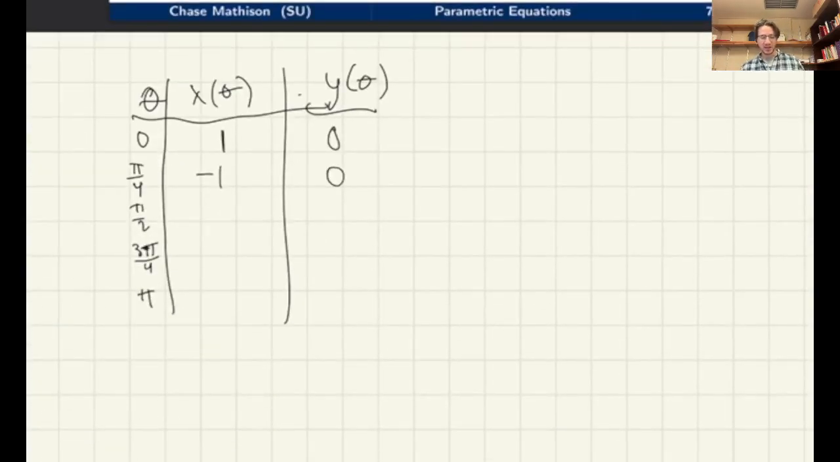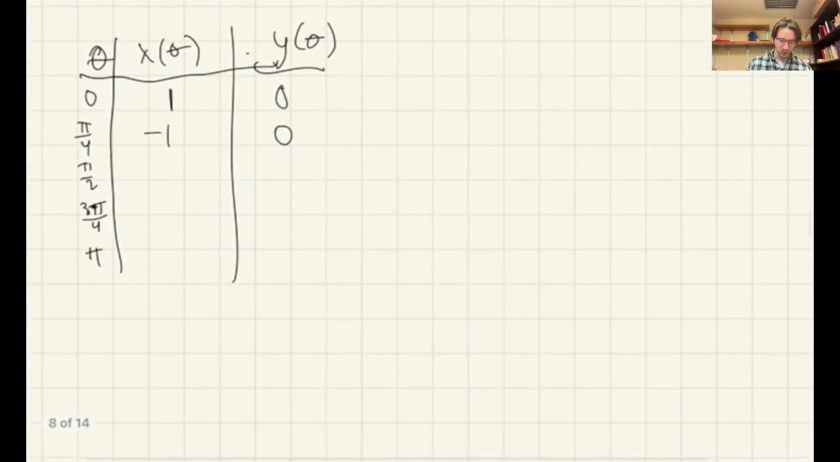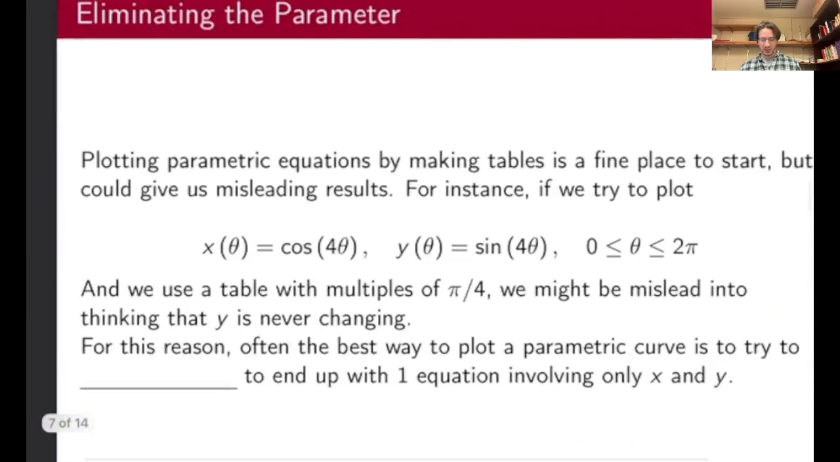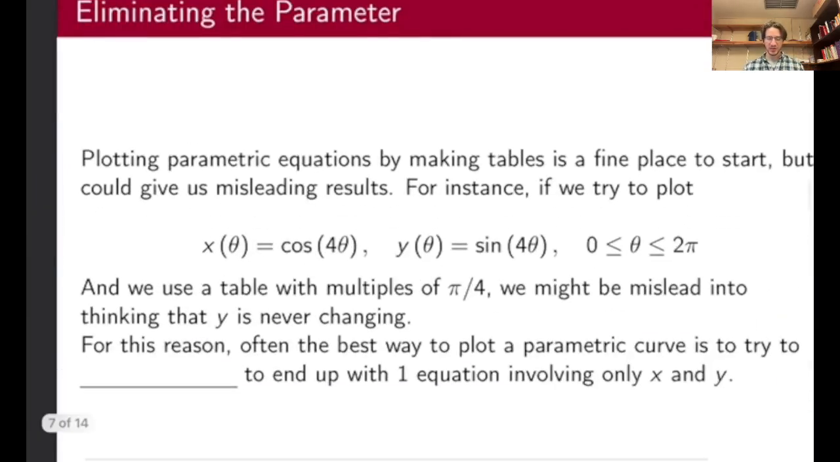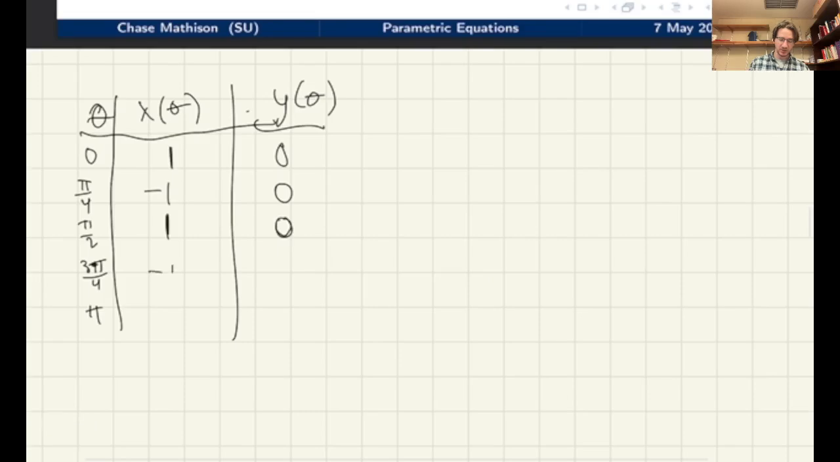Plug in theta equals pi over 2, I get cosine of 4 pi over 2, that's cosine of 2 pi, that's back to 1. Okay, so we're getting a 1 there. Sine of 4 times pi over 2 gives me sine of 2 pi, that's another 0. Plug in 3 pi over 4, and maybe you see the pattern here. I'm going to get minus 1, 0, and then here I'm going to get 1, 0 again.